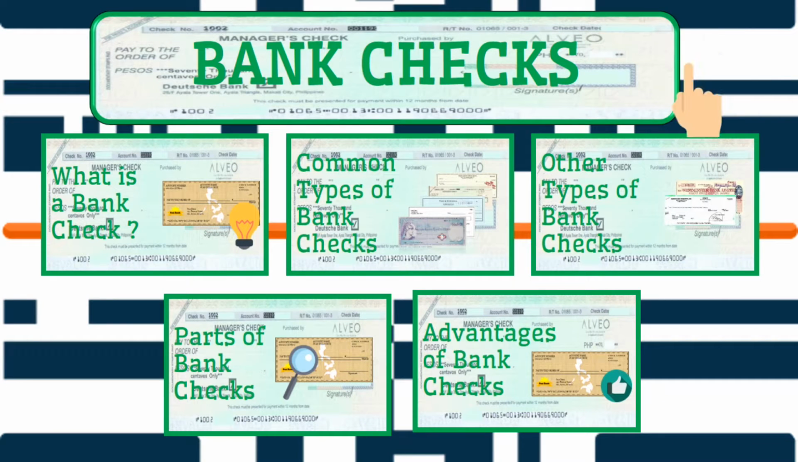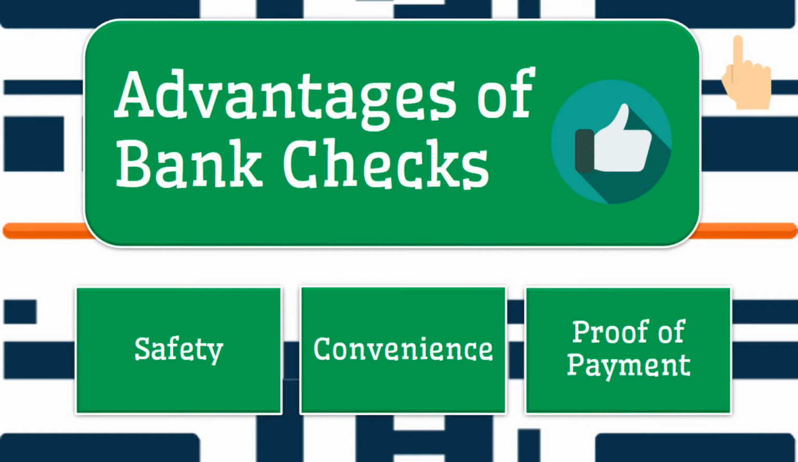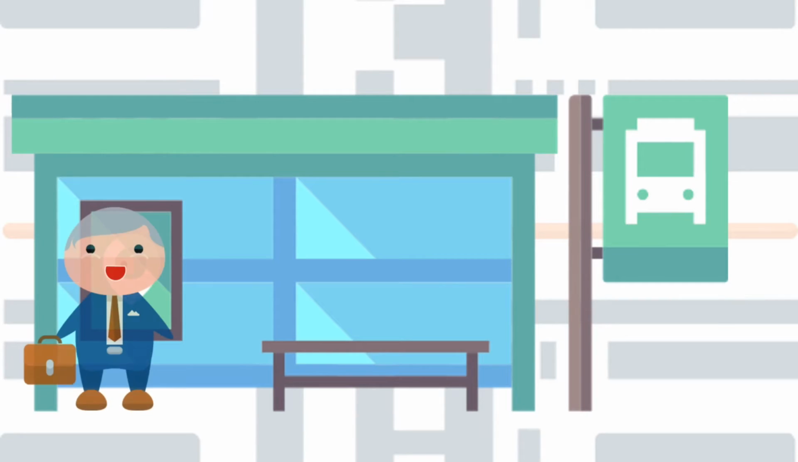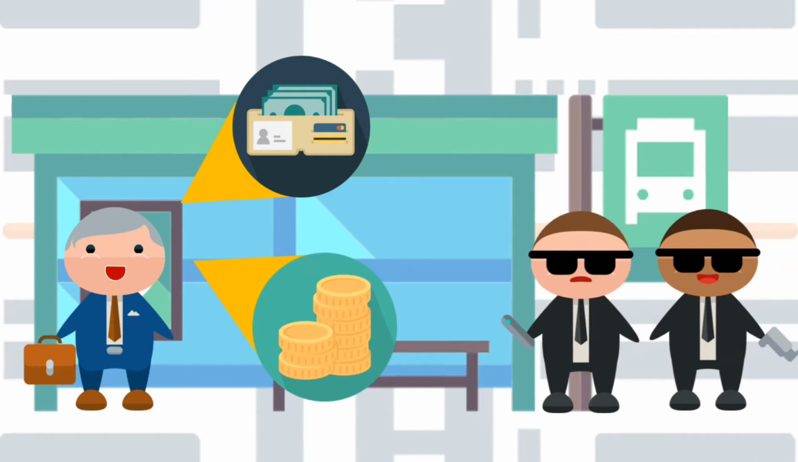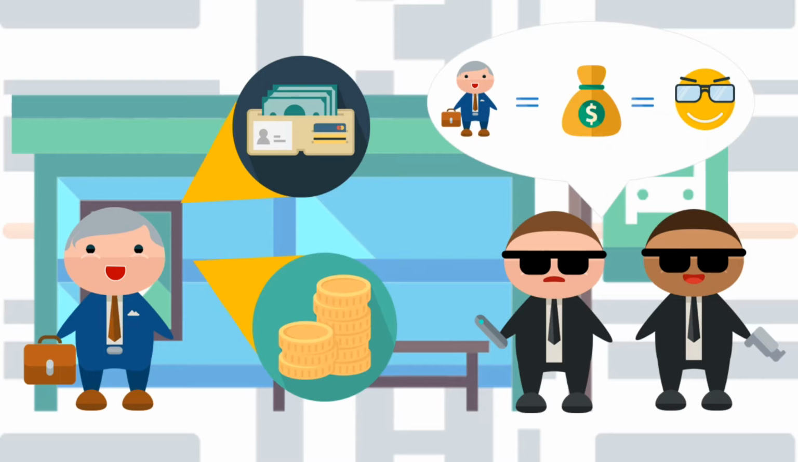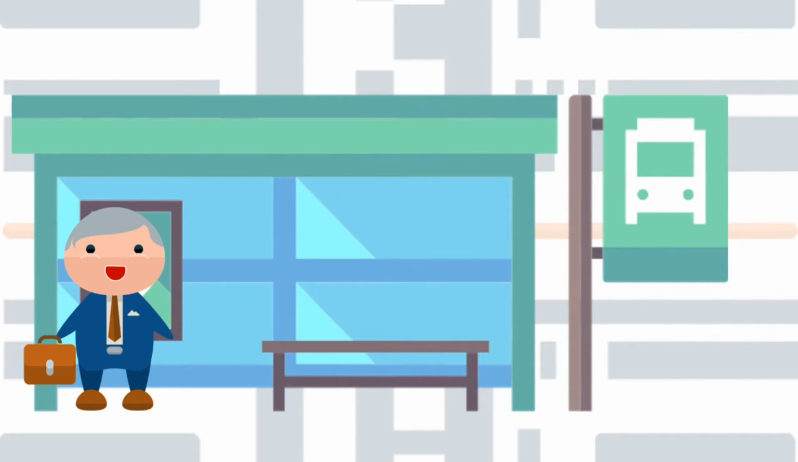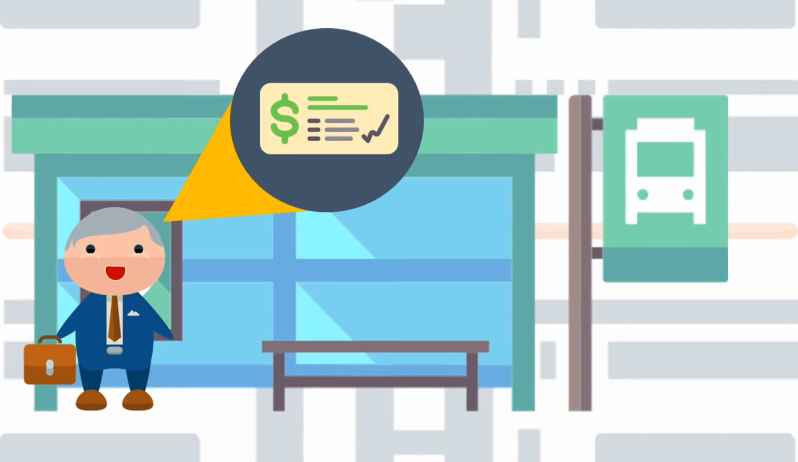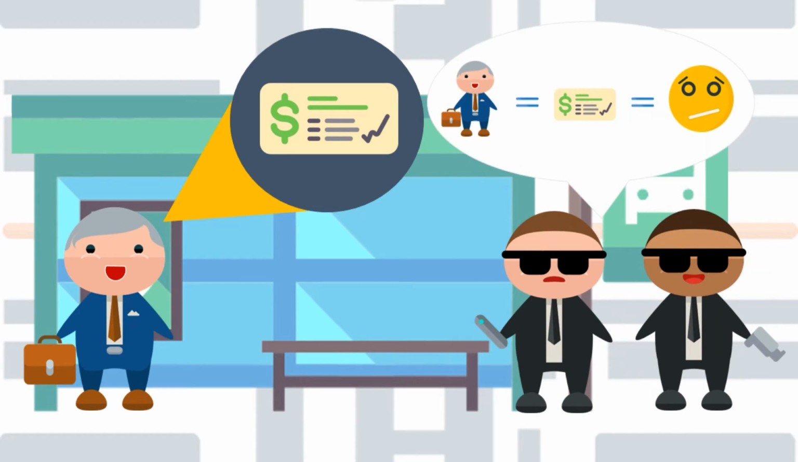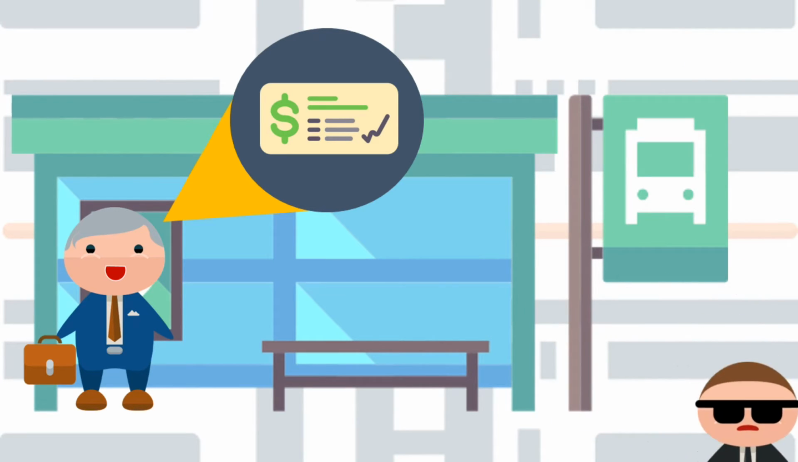And now, we are going to discuss the advantages of bank checks. There are three advantages of bank checks. First is safety. Carrying a large amount of money can sometimes endanger your life, or make you more prone to bad people. That is why, with checks, you are able to go out without carrying a large amount of money, and it's making you more safe.